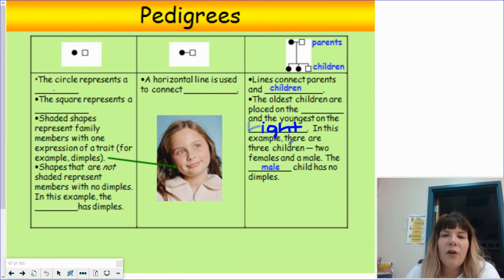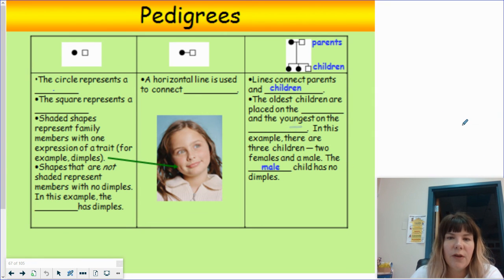In this example, there are 3 children, 2 females and a male. The male child has no dimples because he is not shaded in. Okay, so this is kind of how you read a pedigree. This is how a pedigree starts to look.